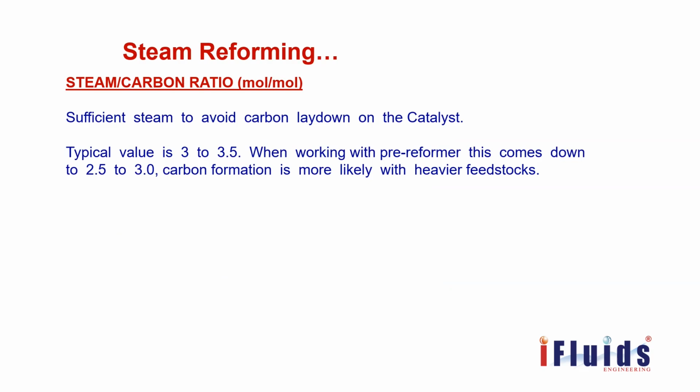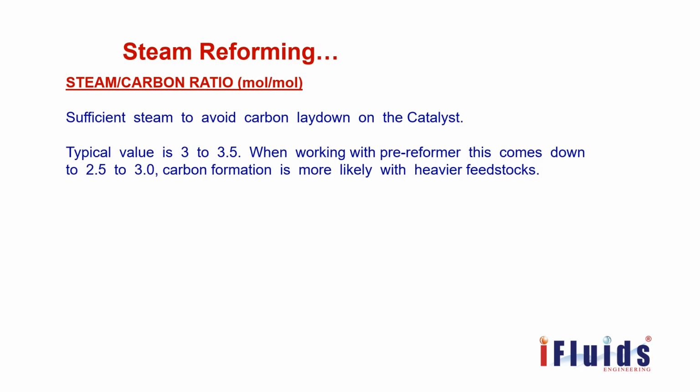reformer. Another important factor in steam reforming is the steam to carbon hydrocarbon ratio. Sufficient steam is needed to avoid carbon laydown on the catalyst. If the steam is not sufficient, the feedstock may settle as coke or carbon on the surface of the catalyst. If it settles there, one, it will plug the pores of the catalyst, that is the active site of the catalyst. Another is, if it lays down on the top surface, it will increase the differential pressure across the tube so that the flow will get restricted.